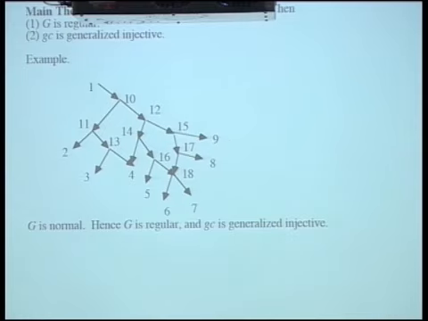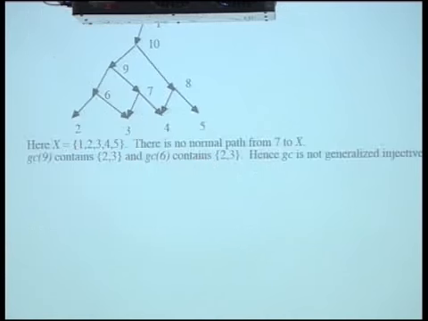As a mathematician, I like this condition. You look at this network, it's immediate to tell that it is in fact normal. You can just check that there are these normal paths. Therefore, it's regular, which is a really pretty complicated thing to check and extensive, and it's generalized injective, which would otherwise involve computing all those things. So it's a convenient theorem.